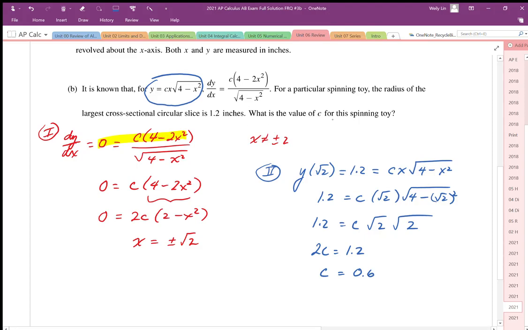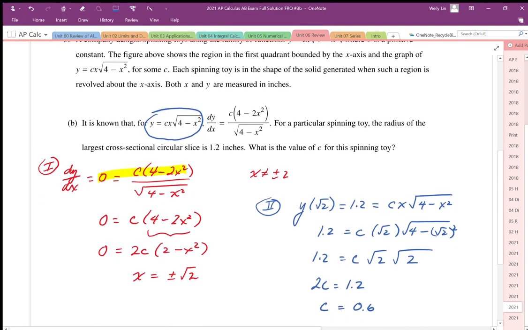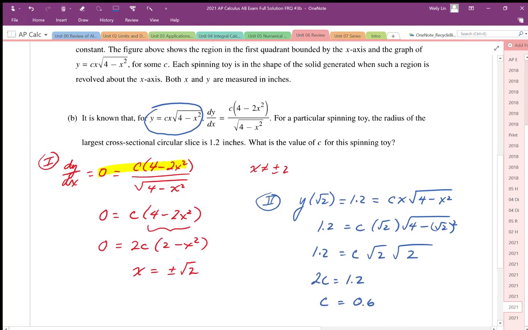So the value of c for this spinning toy, which gives me a cross-sectional radius of 1.2, is going to be 0.6. So this is the c value.